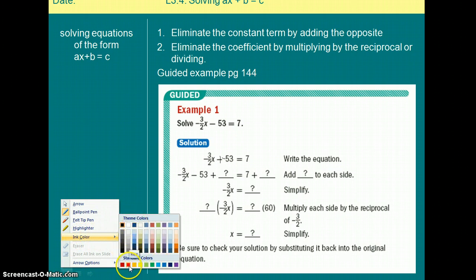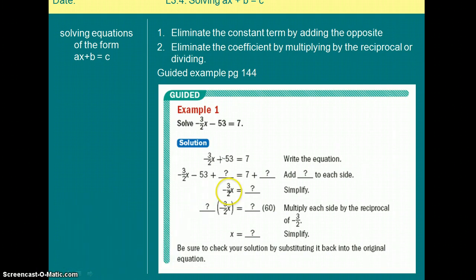As we continue here, it says add blank to each side. If I want a hint on what I should be adding on each side, I can look at the next step of the equation. On the left side of the equation, the only thing remaining is the -3/2. So we always eliminate the constant term by adding the opposite to each side.